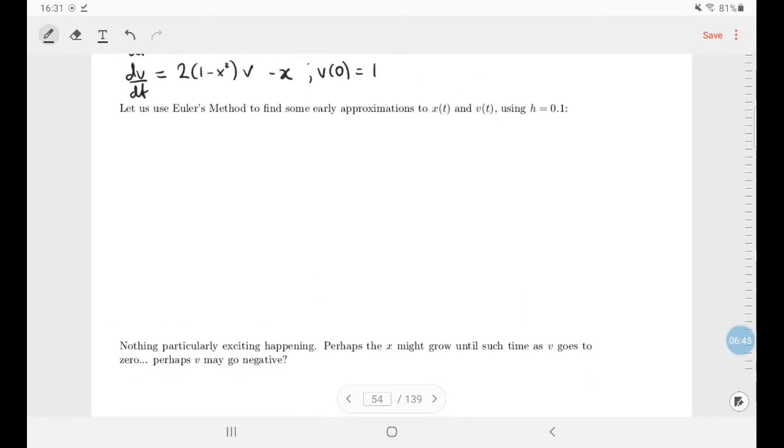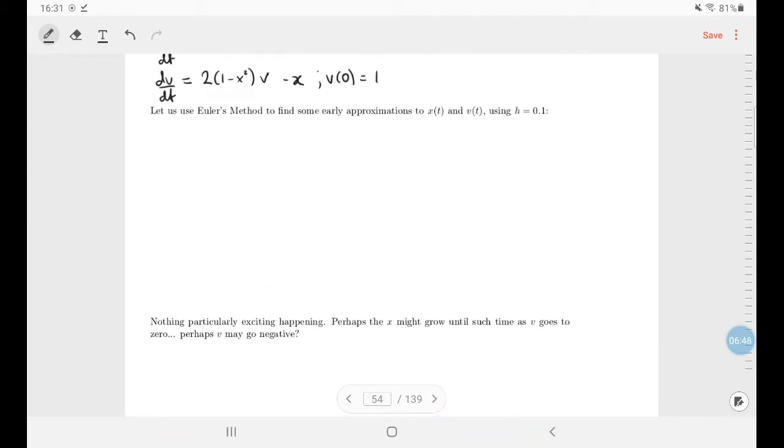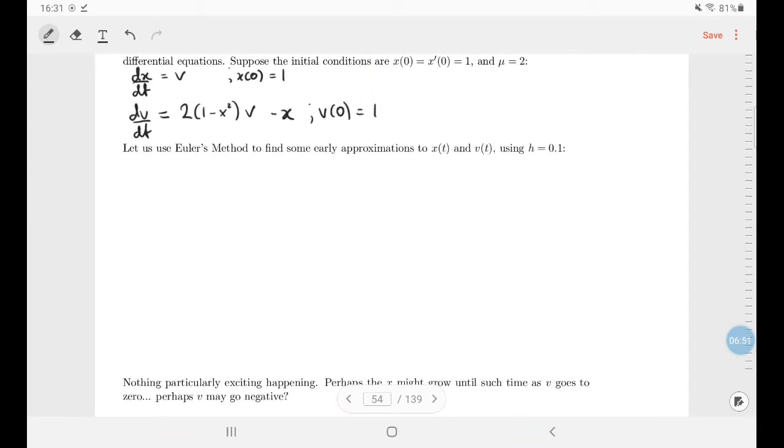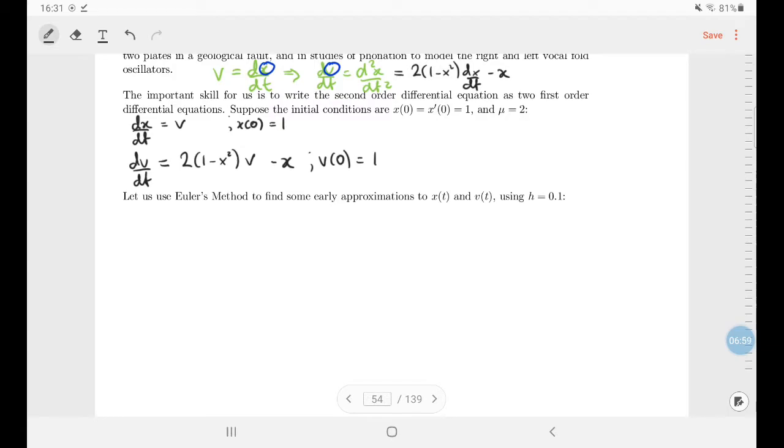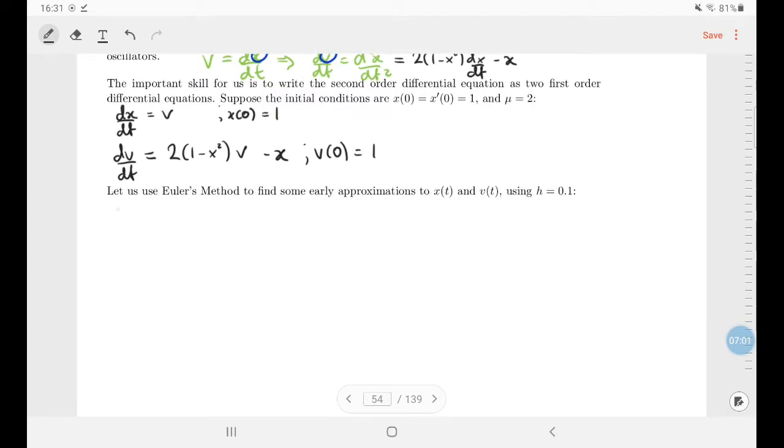Okay, so we're going to do some early approximations. I'm just going to go through this fairly quickly, so that you see some Euler's method, but really this is a case study. So let's go. With the initial values of x and v, let's calculate the next values. So x1, the next value of x, is equal to the previous value of x, which is 1, plus the step size, which is 0.1, times the previous slope. The slope of x is v, and the previous v is 1. So this goes to 1.1.